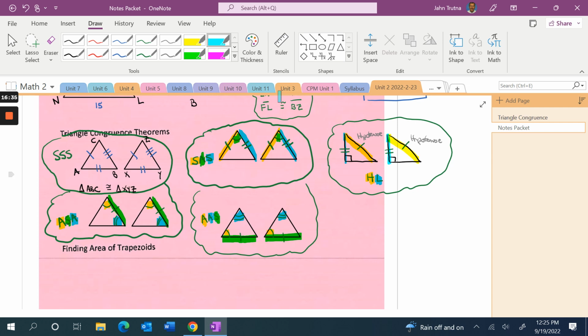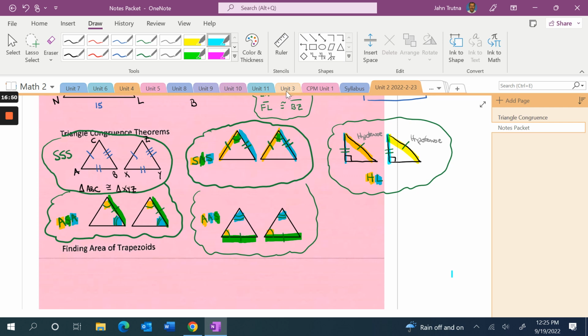So the triangle congruence theorems are theorems that prove two triangles are congruent, and mathematicians found out that there are 5 different theorems on how you can prove triangles are congruent to each other.